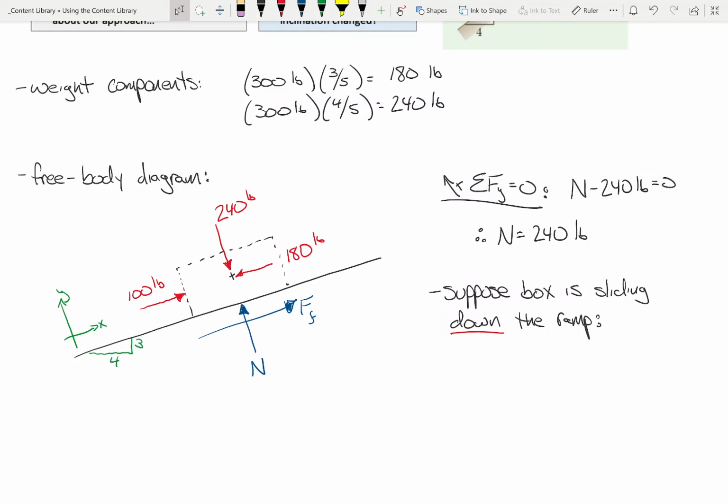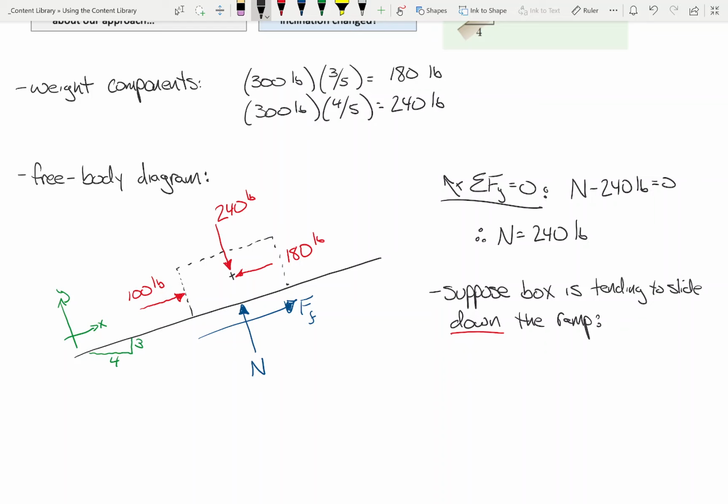Or maybe I'll tell you what. I might rewrite this a bit. Instead of sliding, we'll say tending to slide down the ramp. Sorry. And I'll say tending to slide down the ramp because I am going to sum forces in the x direction and set them equal to 0. Okay. So it's tending to slide down the ramp, but it's still static.